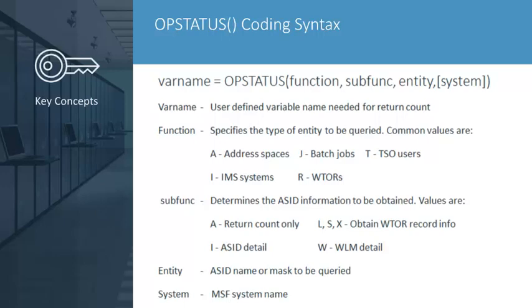The entity argument of the function, of course, defines the name or name mask of the specified function that is to be queried. An entity of an asterisk value can be specified to obtain all defined function types. Optionally, the MSF name can be coded if the ACID to be queried is on a remote system. As you can see, many different flavors of the function exist and are available for you to fulfill all your automation requirements. Complete coding details of the OPSTATUS function can be found in the OPSMVS documentation that will be noted at the end of this video.